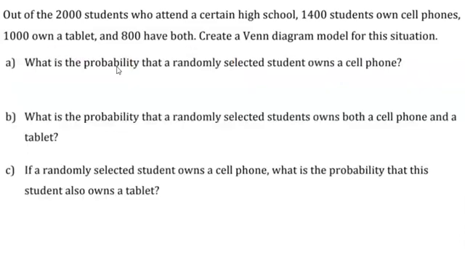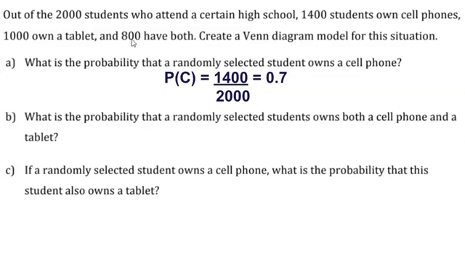So what is the probability that a randomly selected student owns a cell phone? Well, if there are 2,000 students and 1,400 have a cell phone, that means that the probability of a student having a cell phone is 0.7. And what's the probability that a randomly selected student owns both a cell phone and a tablet?